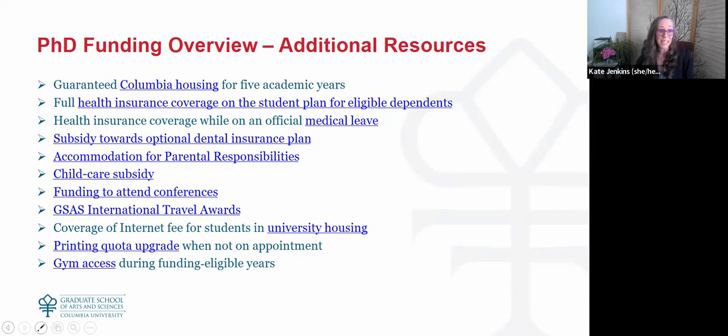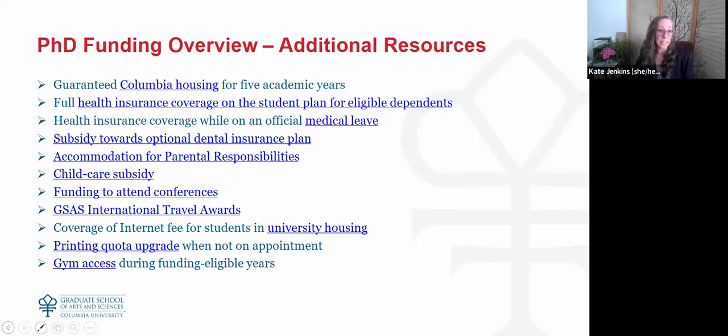As mentioned previously, you have full health insurance coverage from the university's student plan for both you and your eligible dependents. If you have external health coverage, you will need to actively waive out of the university's plan. If you have dependents, you will need to actively add them to your plan, and that should be available by July 15th on the Columbia Health website.